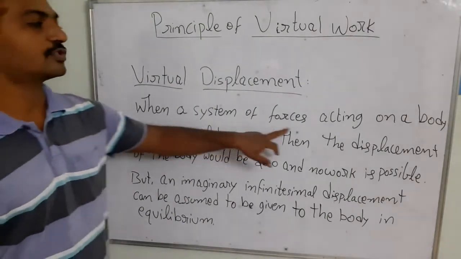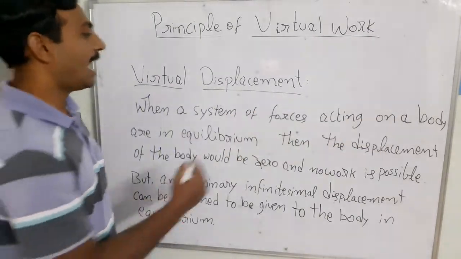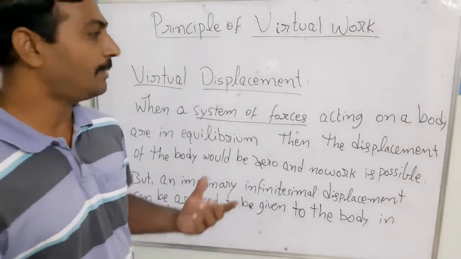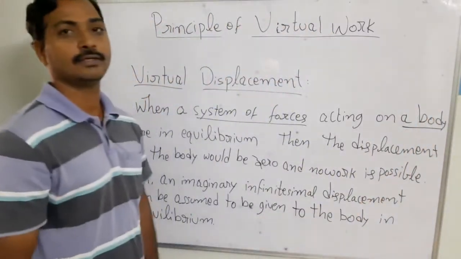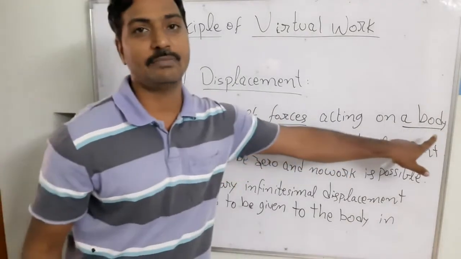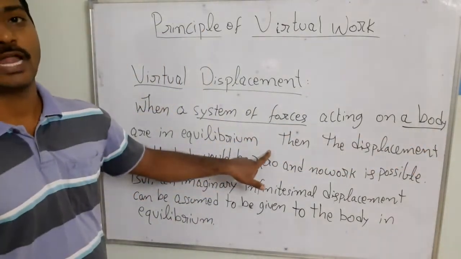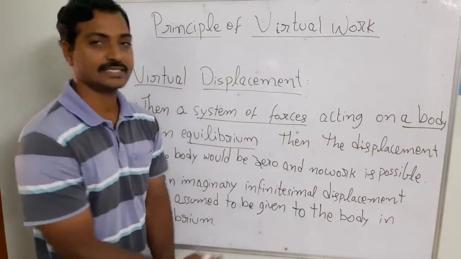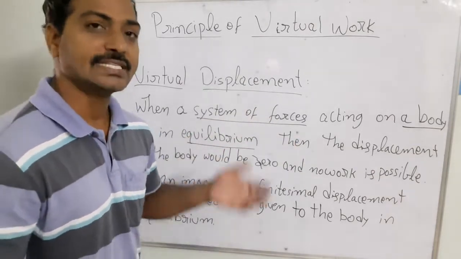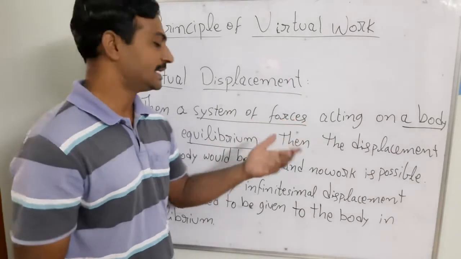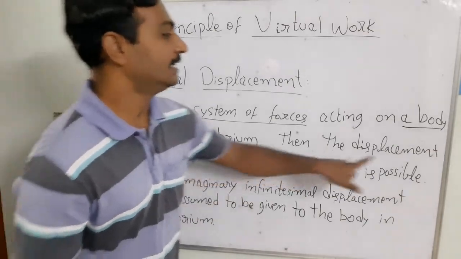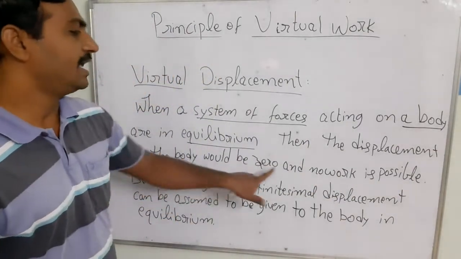So when a system of forces acts on a body, as you can see here, I have taken a system of forces, which means a group of forces acting on a body, and these forces are in equilibrium. At the same time, the body is also in the equilibrium condition. As we already discussed, the equilibrium conditions are that the summation of forces in the horizontal direction is equal to 0, the summation of forces in the vertical direction is equal to 0, and the moments about any point are equal to 0. So then the displacement of the body would be 0.